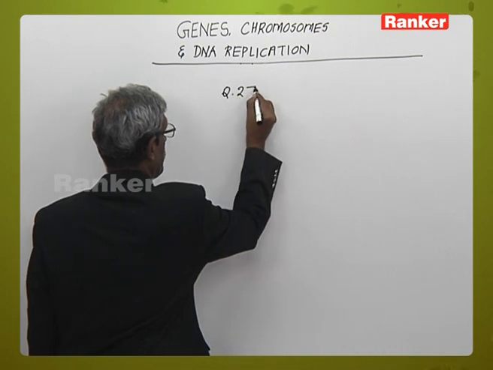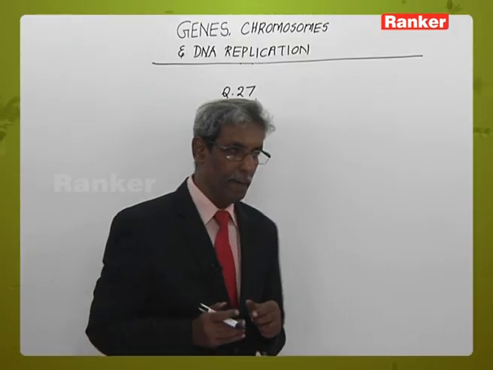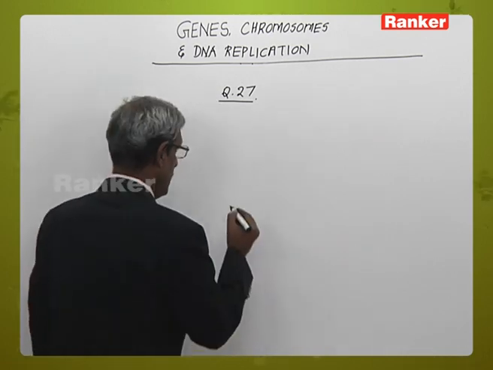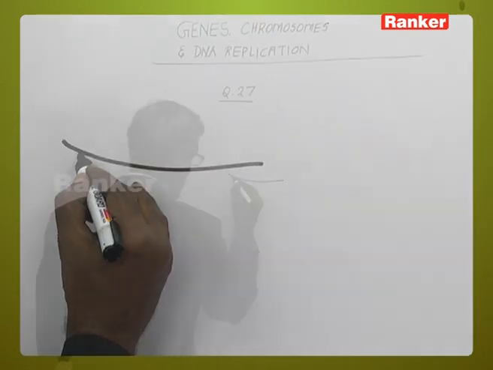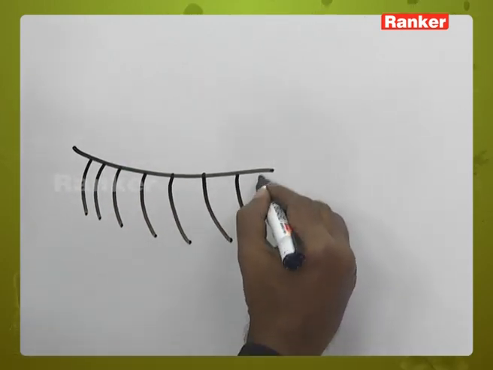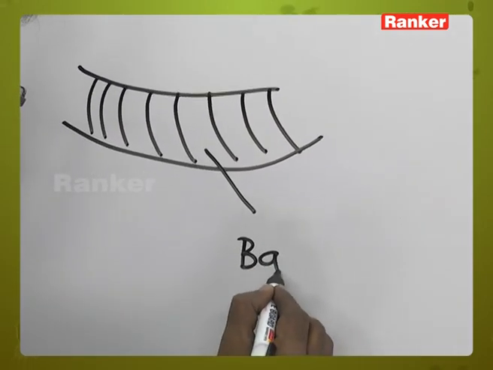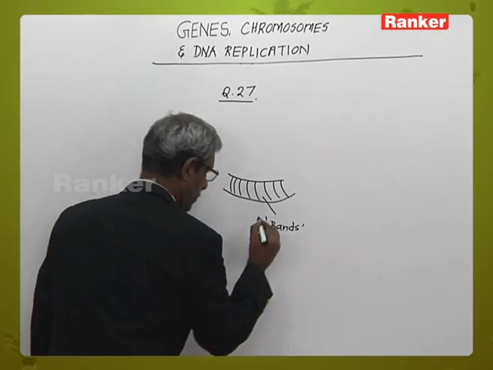Question number 27. A puff and a band are seen as A. Balbiani rings, B. centromere, C. polysomes, D. autosomes. Whenever you take Balbiani rings of giant chromosomes, in a giant chromosome, the giant chromosome exists in the form of a band. So, these are primarily termed as bands of a giant chromosome.